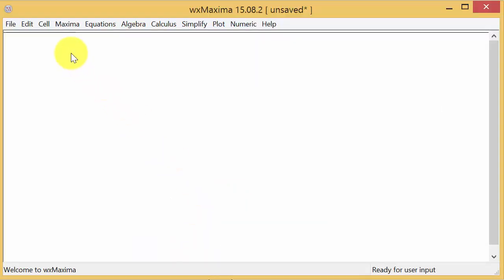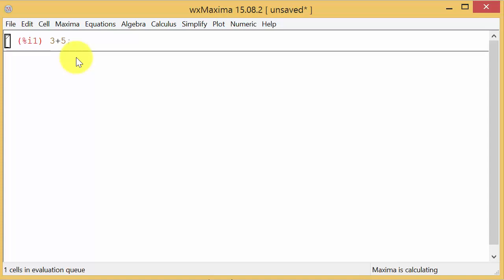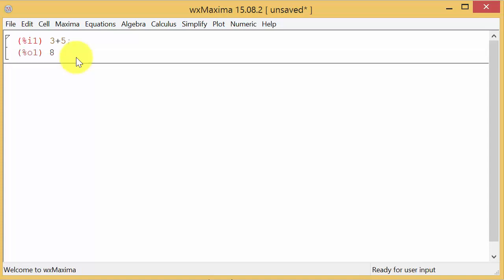It's really basically kind of like working with a calculator. The first one we have is 3 plus 5, so we just punch in 3 plus 5. Now, with wxMaxima, it needs a semicolon at the end. But if you forget to do it and you just hit enter, it will automatically put the semicolon and calculate the result for you.